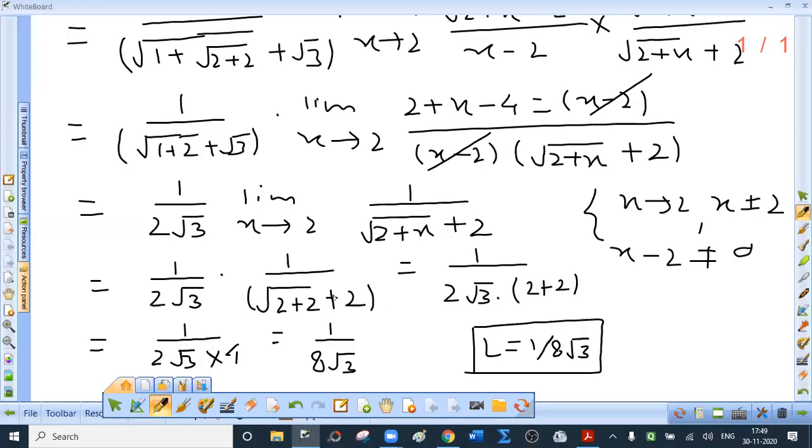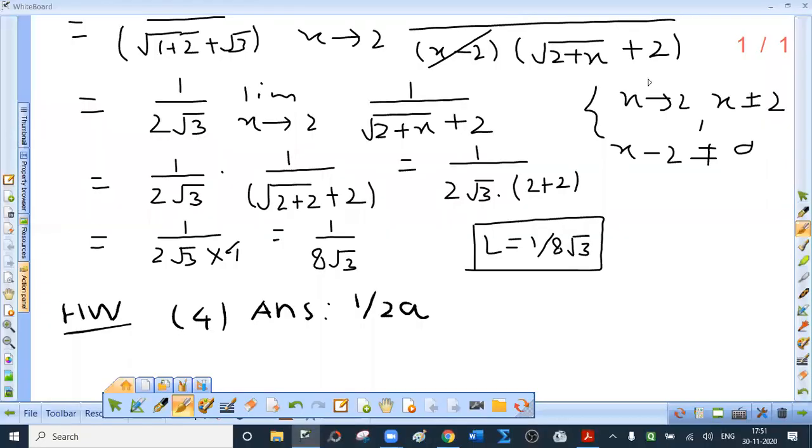So it is 1 upon 2 root 3. Put x equal to 2. On simplification, you get the final answer as 1 upon 8 root 3. Now the fourth is for homework. Answer is 1 upon 2a.